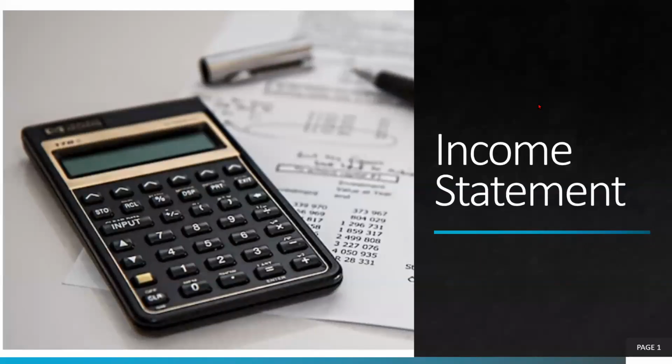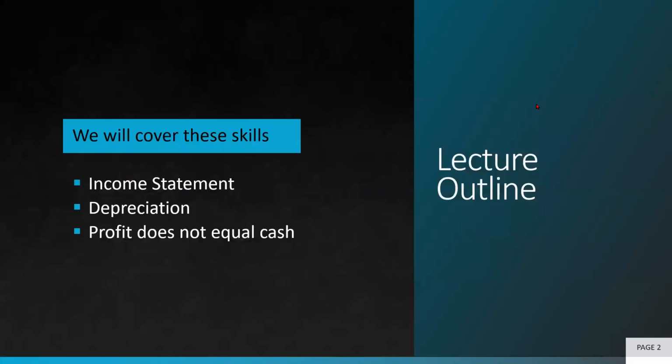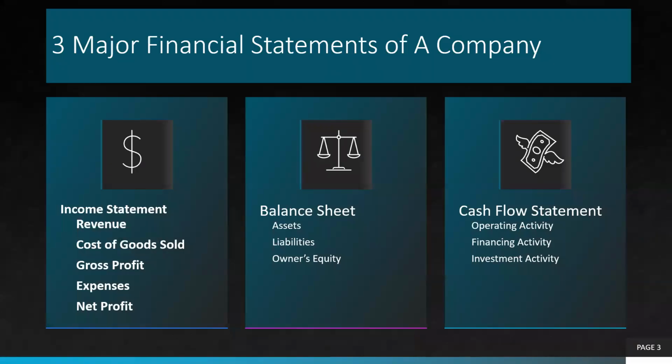Hi, everyone. This lecture is going to be about the income statement. So we are going to cover the income statement, depreciation, and in a separate video, we'll be going over profit does not equal cash. There are three major financial statements of a company. The first is the income statement, the balance sheet, and the cash flow statement. This lecture is going to focus on the income statement.